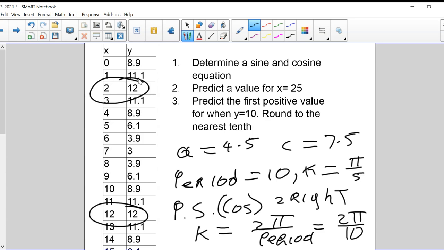But anyway, let's get back to part 3 of the question. So the question is the first positive value. Now there are lots of places where this graph is going to be at 10. I'm saying somewhere between 8.9 and 11.1. Somewhere between 11.1 and 8.9. All of these places, but they want the very first time it happens. So I'm trying to think, it must be somewhere between 0 and 1, right? That must be where it first hit the 10, according to what it's asking for, the very first positive value for when y is equal to 10.